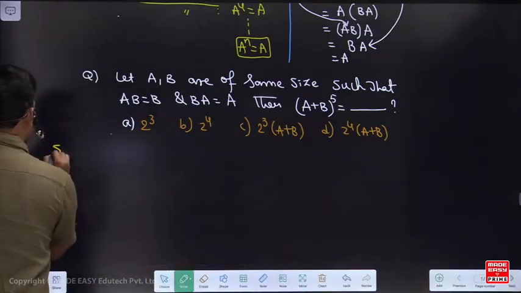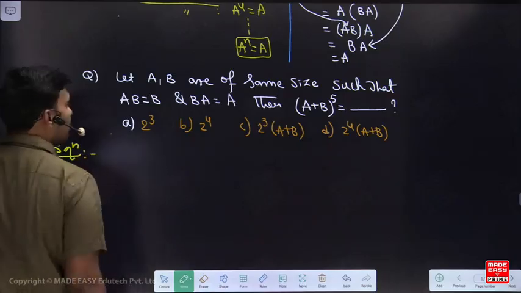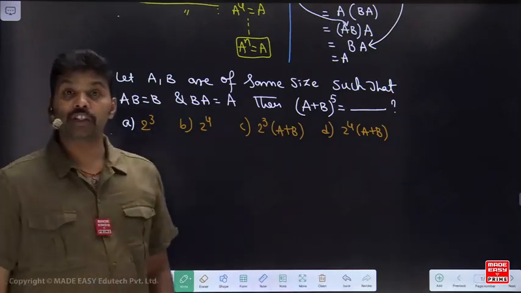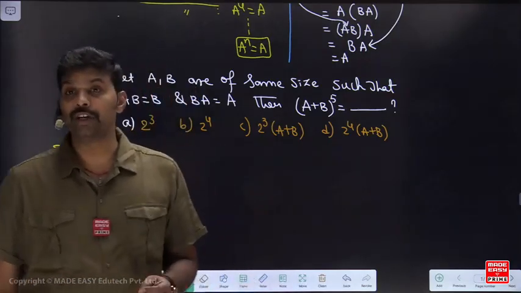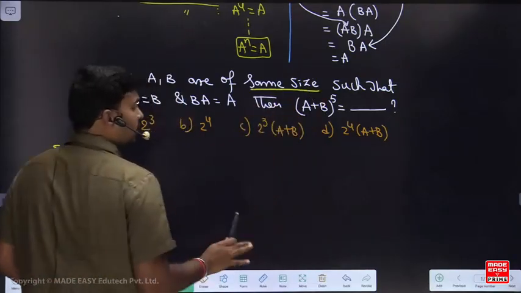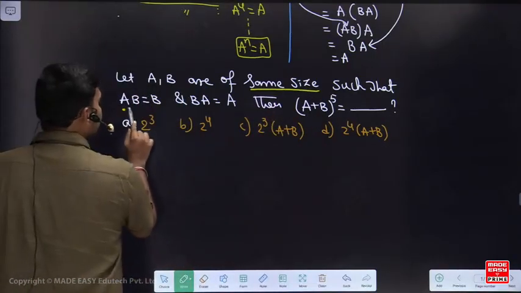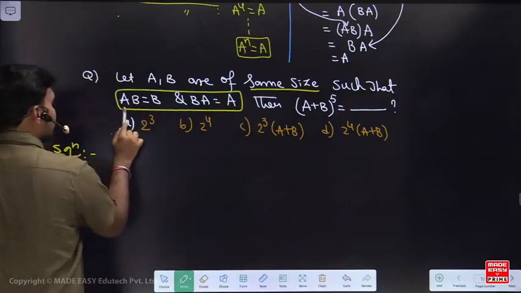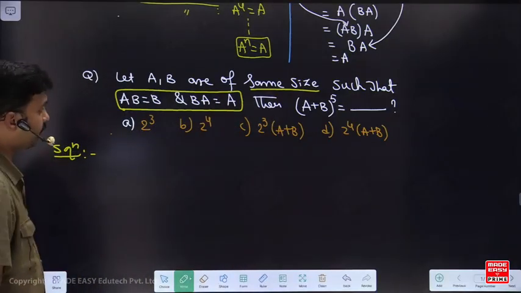So we'll take the solution for this, right? What is the hint given in this question, my dear? The hint is that A and B are of the same size. And then it is given that AB is equal to B and BA is equal to A.